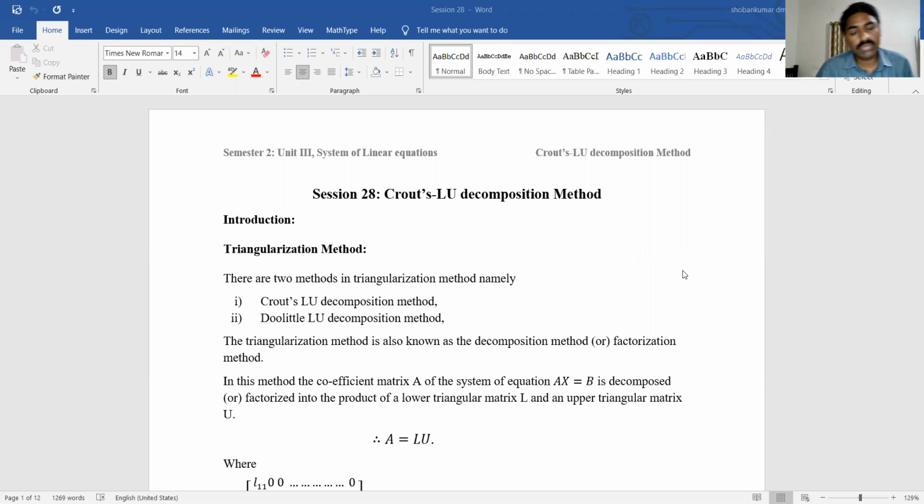I am Dr. Shobhan Kumar, Assistant Professor, working in the Department of Mathematics, Maharani Science College for Women, Bangalore. Today I have to discuss Crout's LU decomposition method.